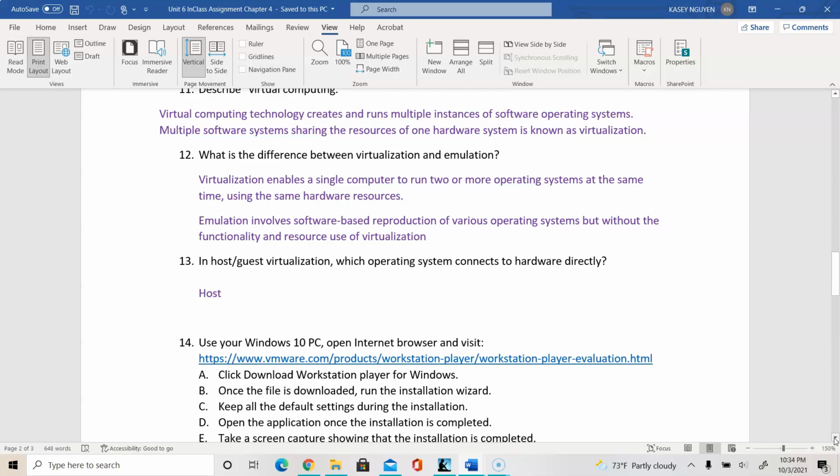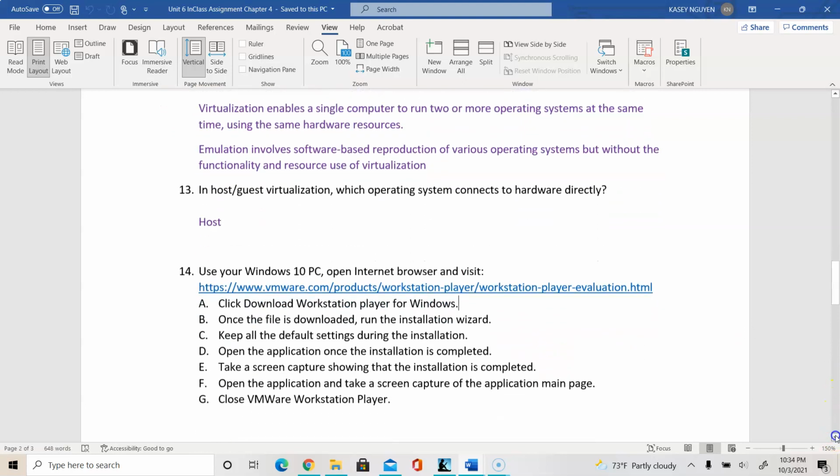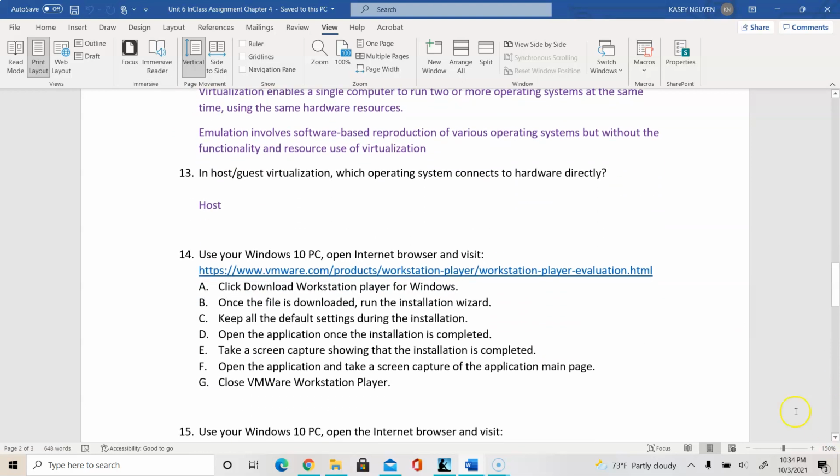Now for 14, if you don't have a Windows PC, you can install VirtualBox instead of the VMware Player, but this is a free product that's provided by VMware. If you use VMware often, you would see Workstation, not the Player, is a trial version and it's only available for 90 days. But Workstation Player is a free version and it's not a trial version. So you can use it to create virtual machines.